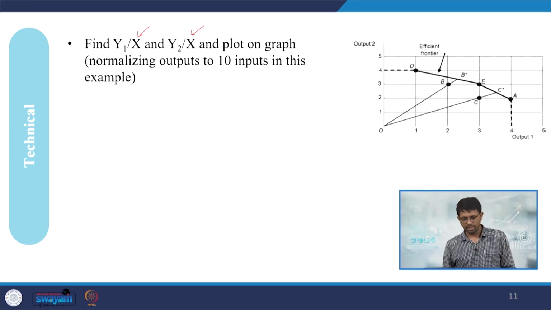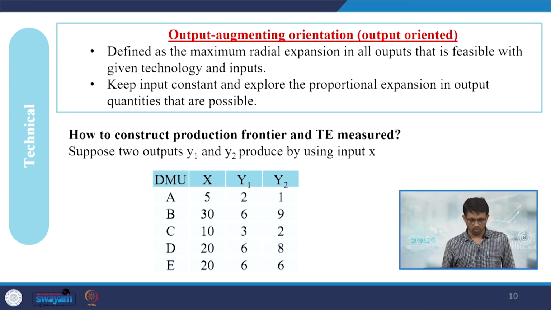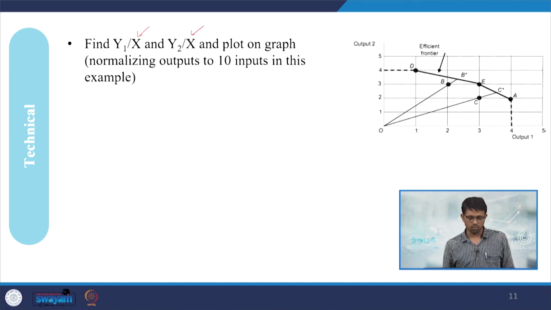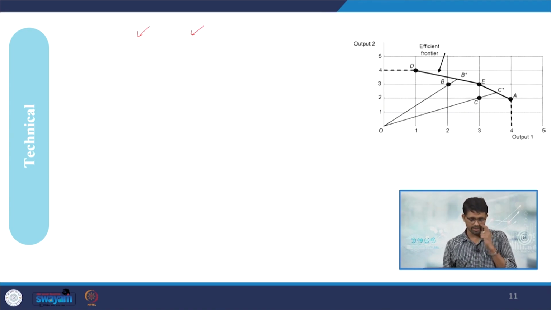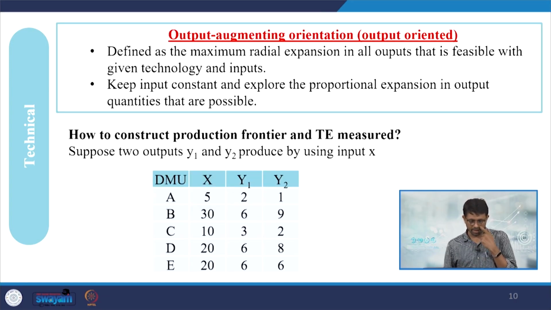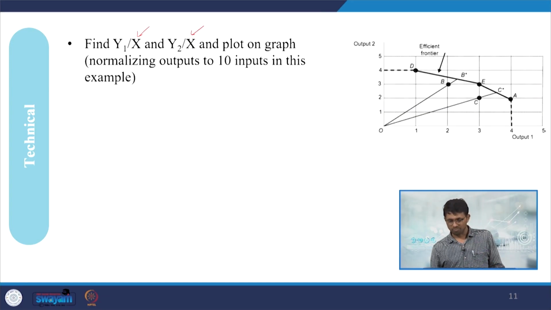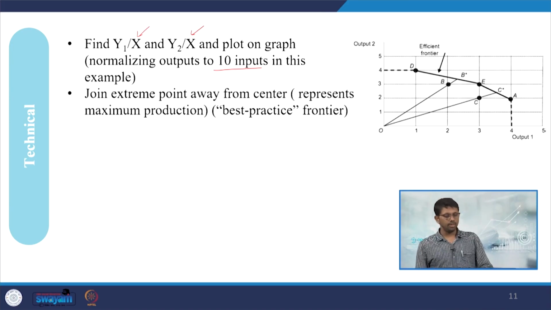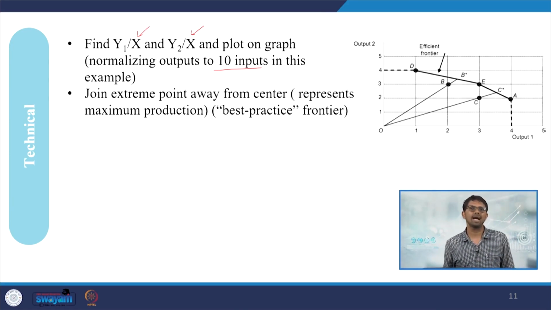And then, since the outputs are more in number and they are different, we can normalize outputs to 10 inputs in this example. We can divide by 10 and calculate accordingly. Okay. In this example, whatever ratio we got, we finally divided that by 10 to normalize it. Okay. And in this case we will join the extreme points away from the center, which represents the maximum possible production.